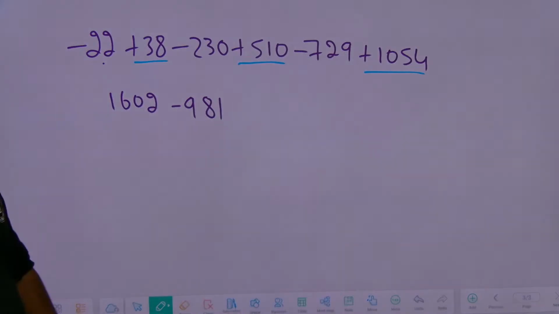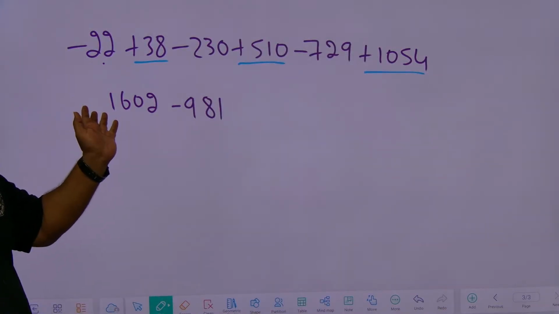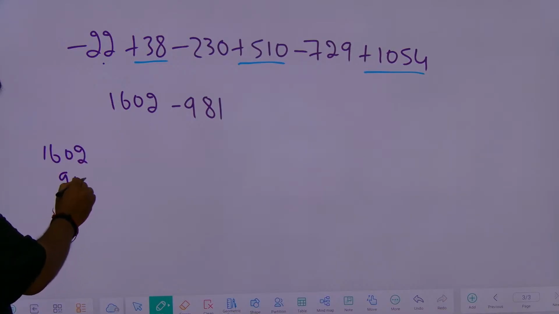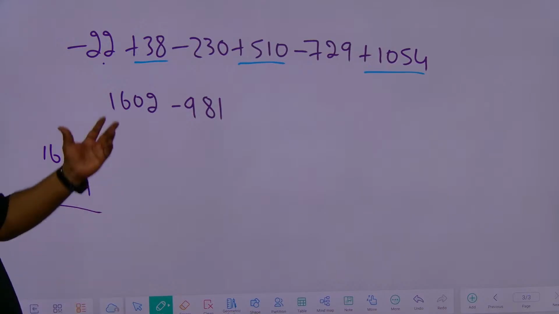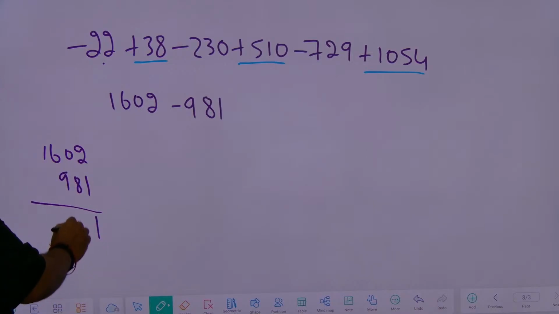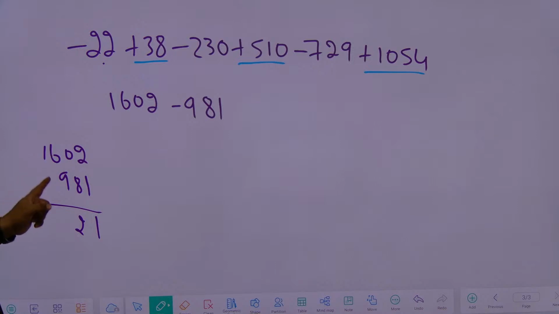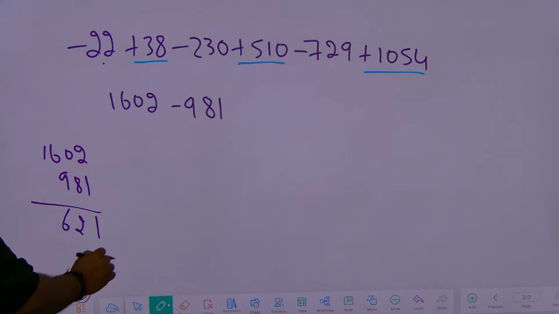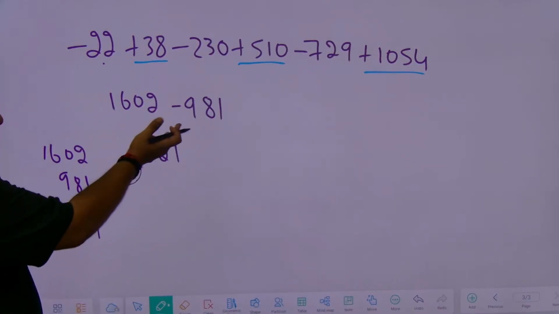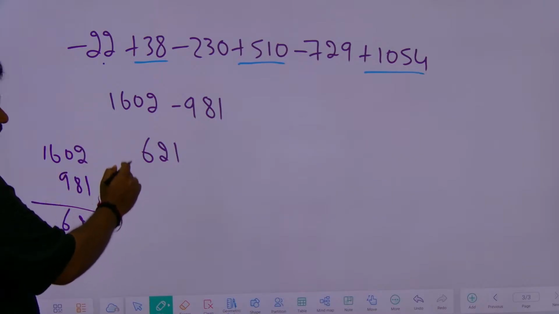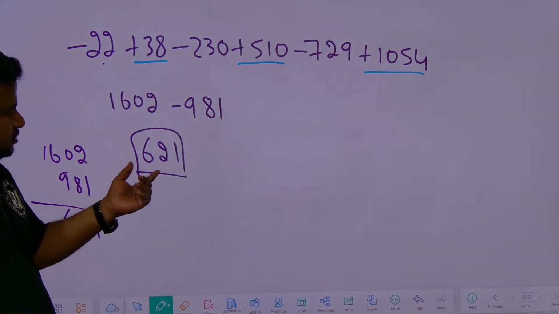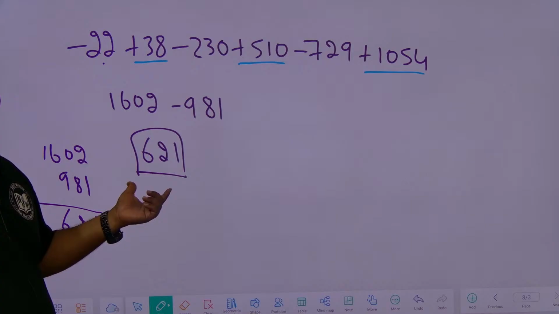Now take the difference. Here don't do the way I told. Write down and see. So 1602 minus 981. To take the difference, bigger number minus smaller number. Bigger number is this one. So 2 minus 1 is 1 itself. 10 minus 8 is 2. 15 minus 9 is 6. So I will get the answer as 621. Bigger number is the positive, so the answer is 621, plus only. Understood? Clear?